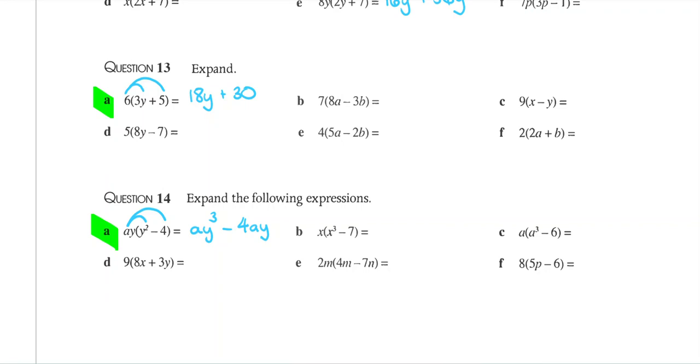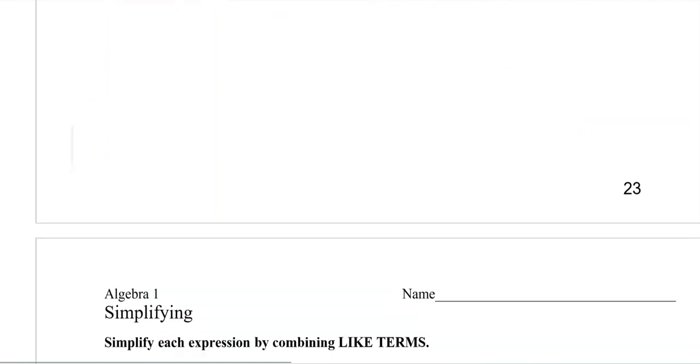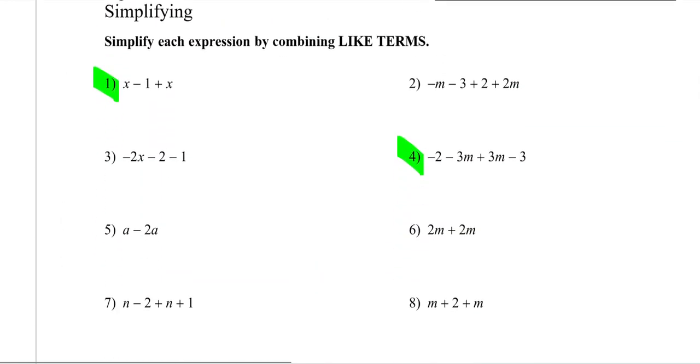All right, next page, we are simplifying our like terms. This is back to adding and subtracting. If they have the same letters, then you can collect them up. So look at question 1.